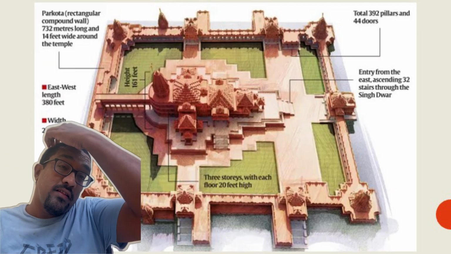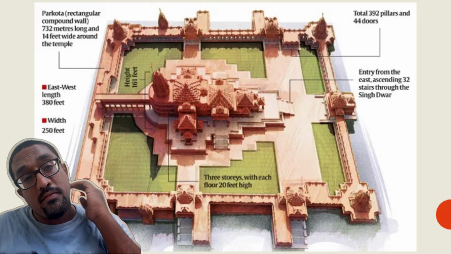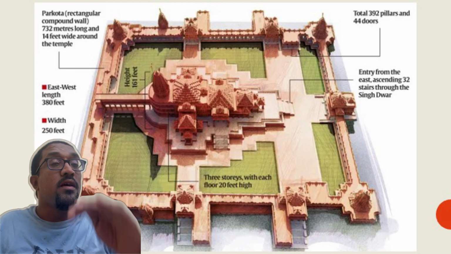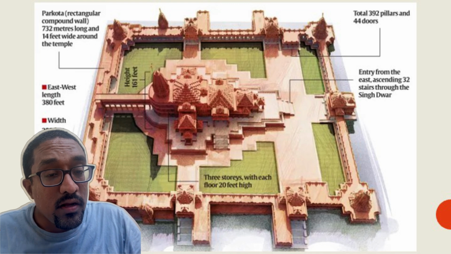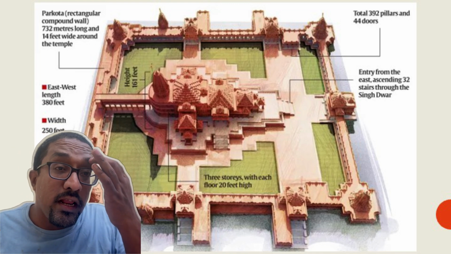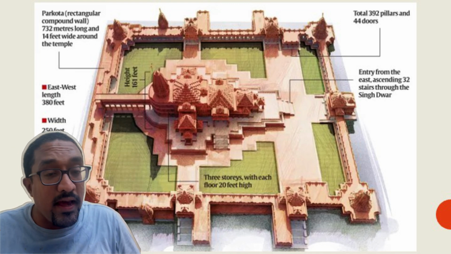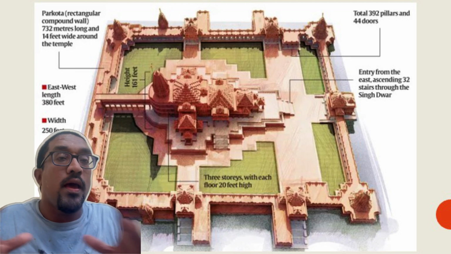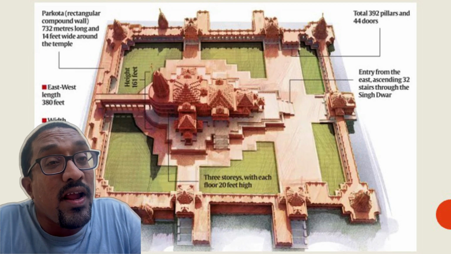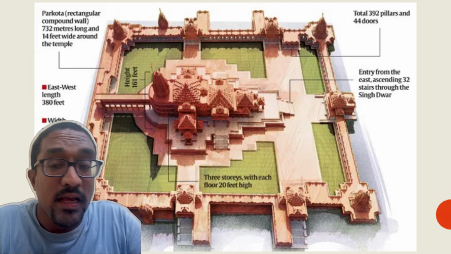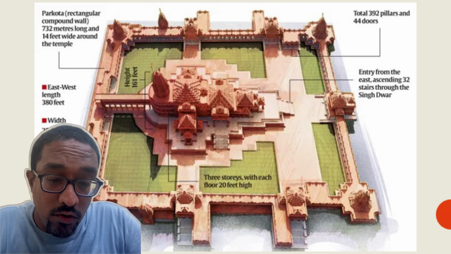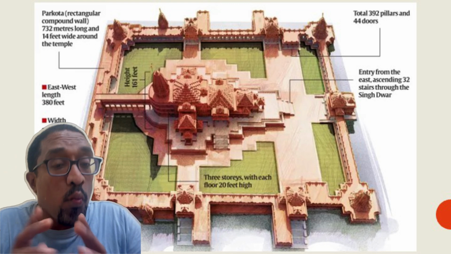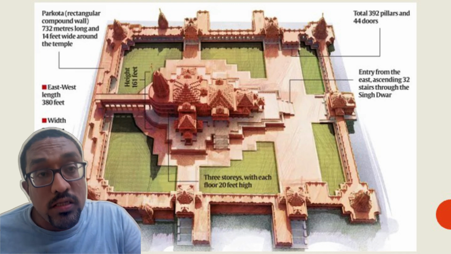As I said, the first floor has the Ram hall, Shri Ram Darbar, and below that is the main Garbhagriha or sanctum sanctorum. The parkota is a rectangular compound wall, as you can see there, 732 meters long and 14 feet wide around the temple. There are a total of 392 pillars and 44 doors. So you can see there are 4 major sub-shrines along with 1 major master shrine.